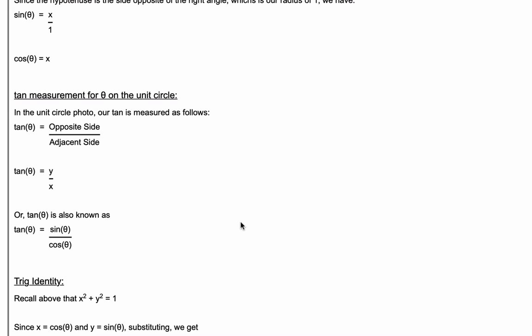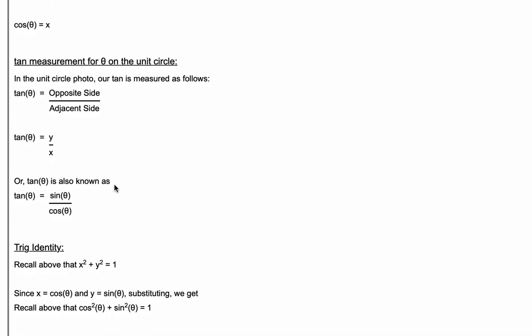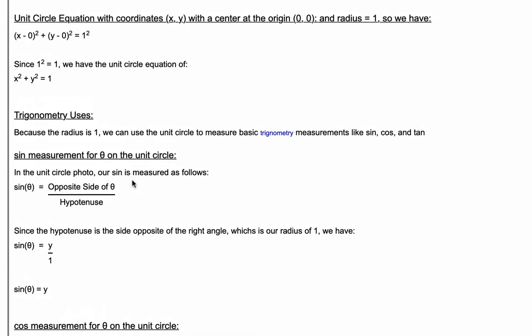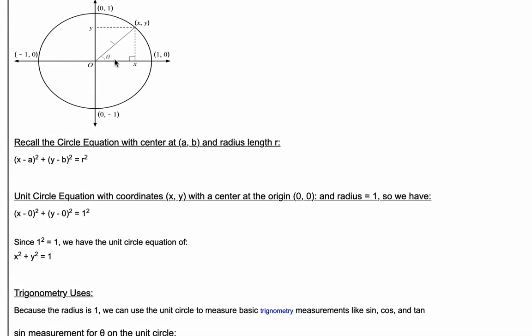Now, let's bring it home here. Tangent is opposite over adjacent, and we've already calculated those as y and x. So the opposite side is y, the adjacent side is x. Tangent then becomes sine theta over cosine theta, because we've taken the opposite over the adjacent. And if you go back to the chart here, here's x, here's y.